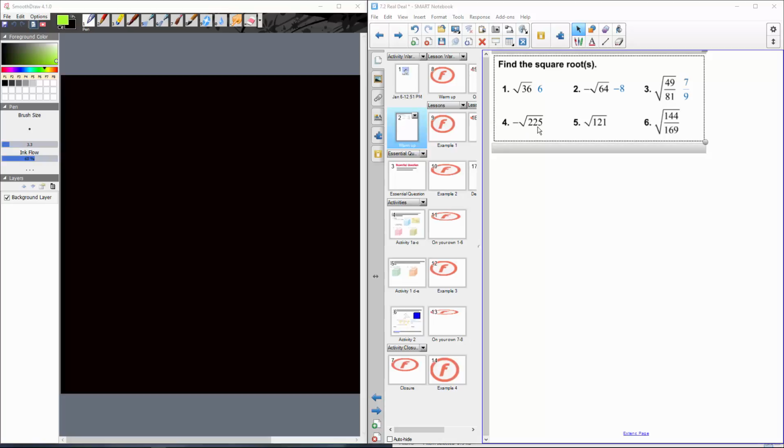The square root of 225 is 15, but there's a negative sign before it, so it's negative 15. The square root of 121 is 11. And then finally, the square root of 144 over 169 is going to be 12 over 13.